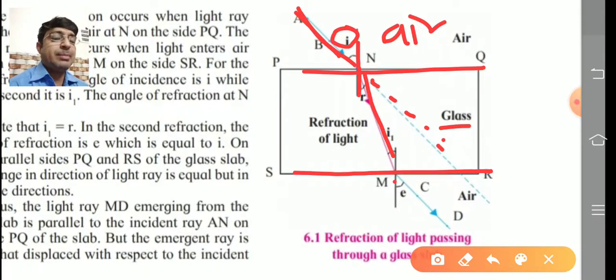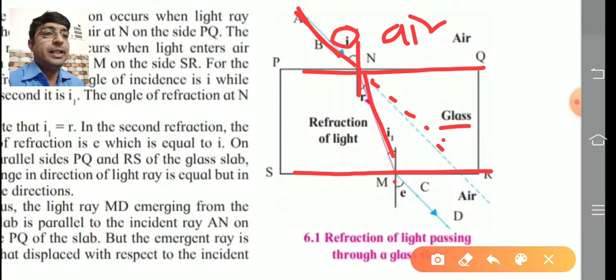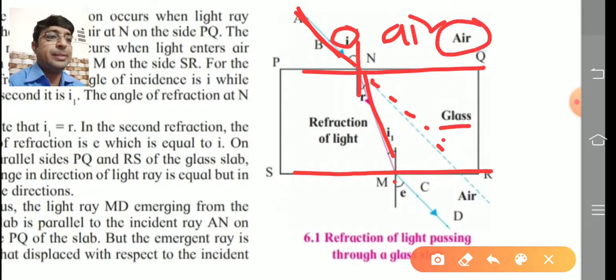When this ray bends towards the normal, when light is passing from air, which is also called a rarer medium compared to the glass medium. Glass medium is a denser medium. Remember these words. So when light is passing from air to glass, that is from a rarer medium to a denser medium, light rays bend towards the normal.